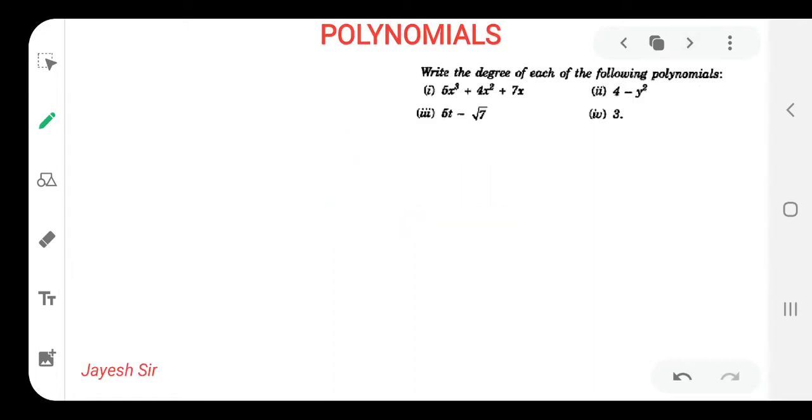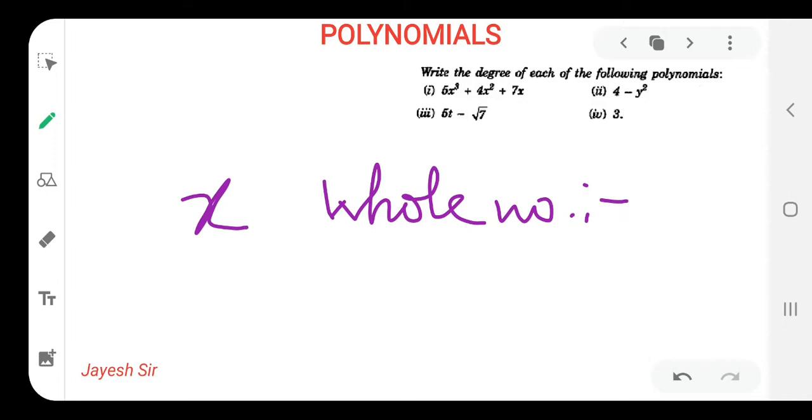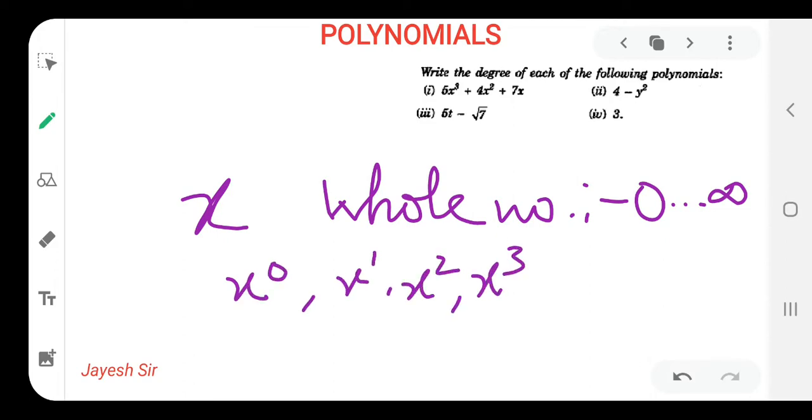We have understood what we mean by polynomials. A polynomial means the variable has a power in terms of a whole number. Again I am repeating, variable x having power in terms of a whole number. Whole number means from 0 to infinity as its power. Example, x raised to 0, x raised to 1, x raised to 2, x raised to 3, all this up to x raised to infinity.